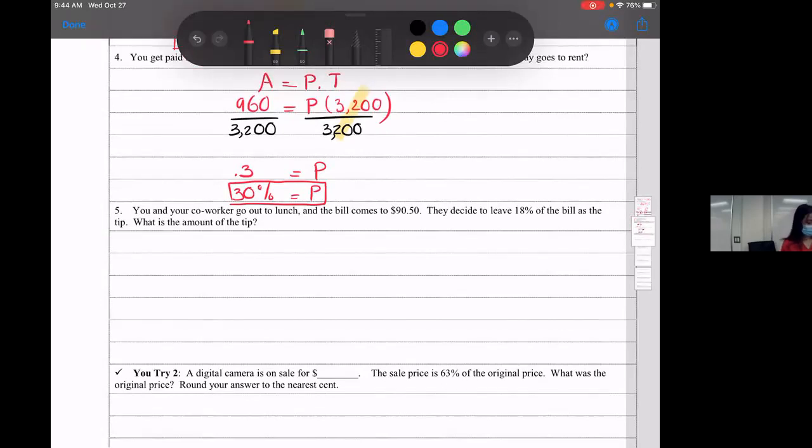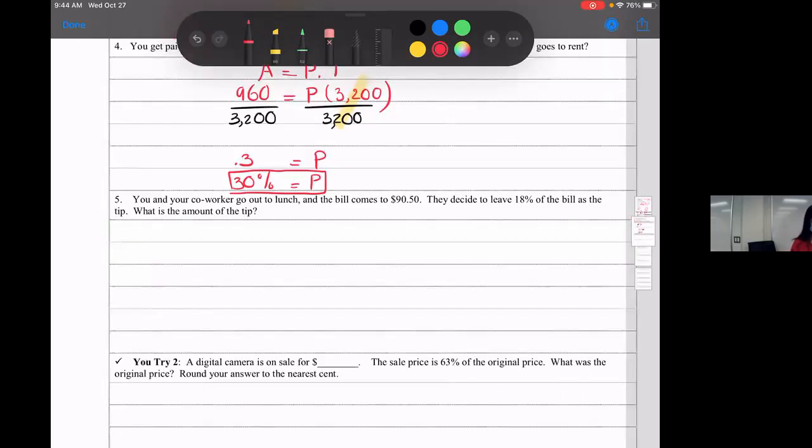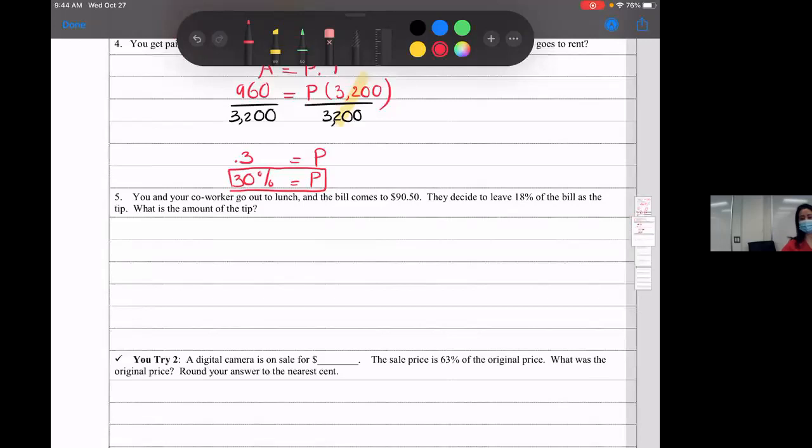All right, number 5. You and your coworker go out to lunch and the bill comes to $90.50. They decide to leave 18% of the bill as tip. What is the amount of tip? I run into this all the time. Usually I just round it to 20%, just easier.